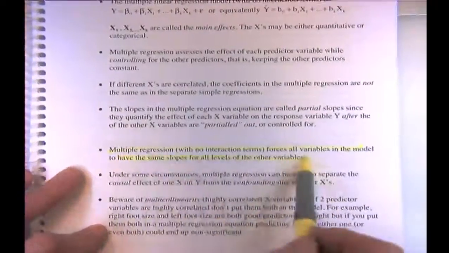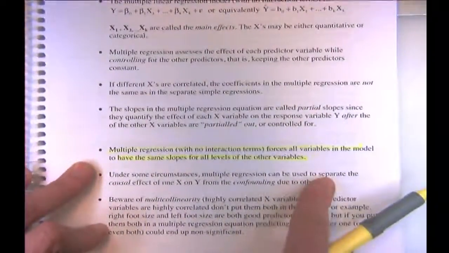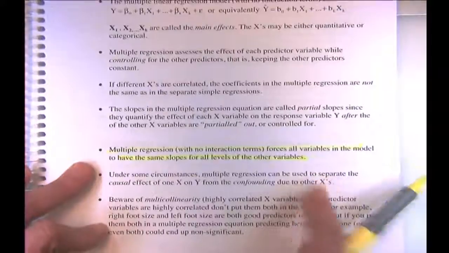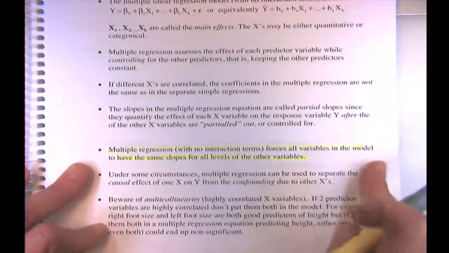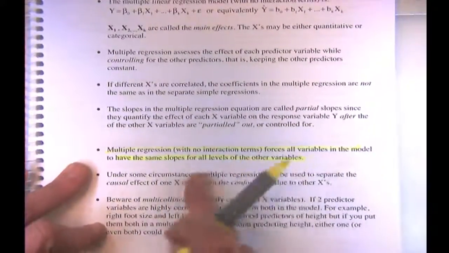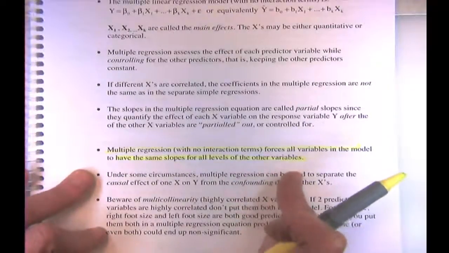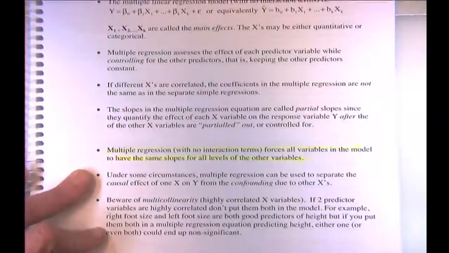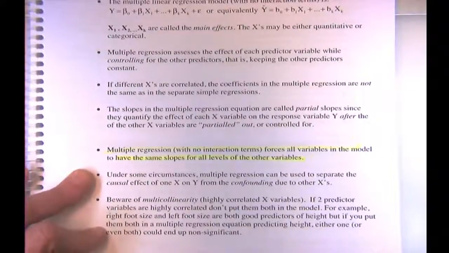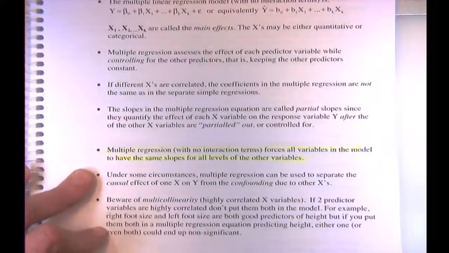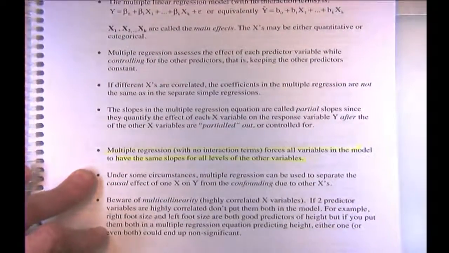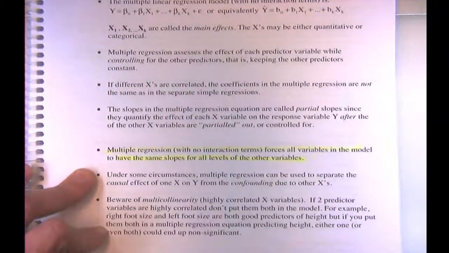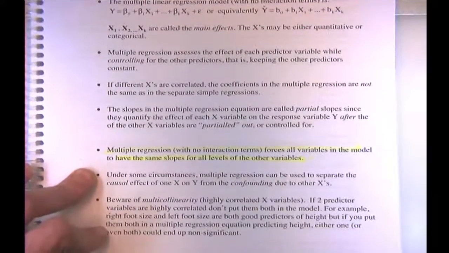We're going to look at how, without an interaction term, it's going to force all the variables in the model to have the same slope for all levels of the other variables. In other words, the effect of homework will be the same whether you got a 90 on the exam or a 60 on the exam. That might not be true. The homework might help people more who get 60s on the exam in predicting finals. I think it probably does.